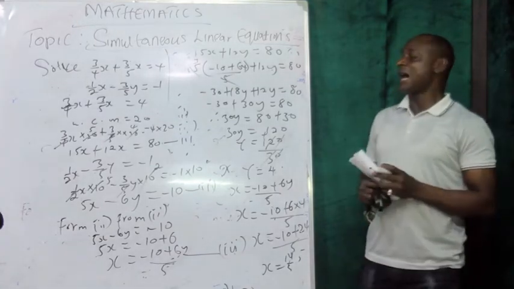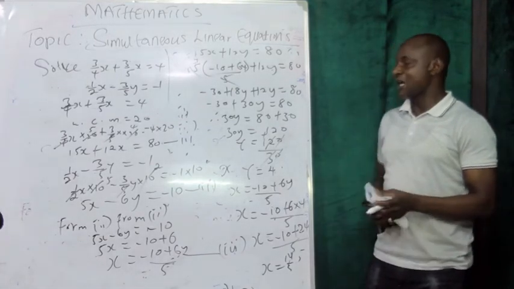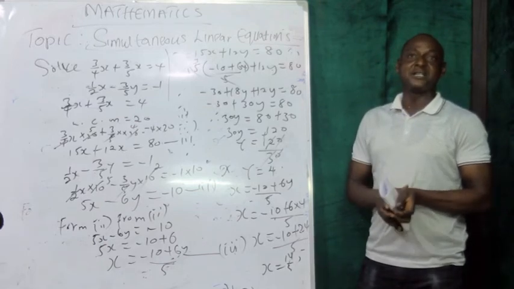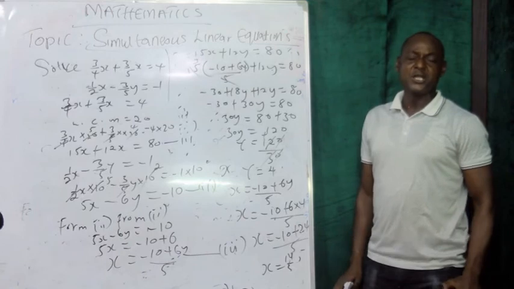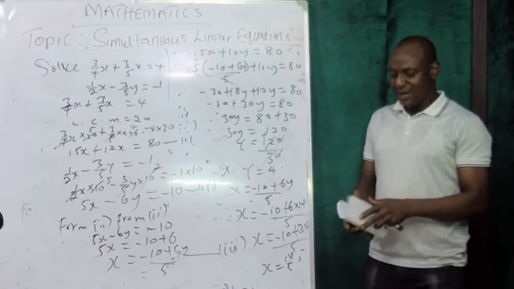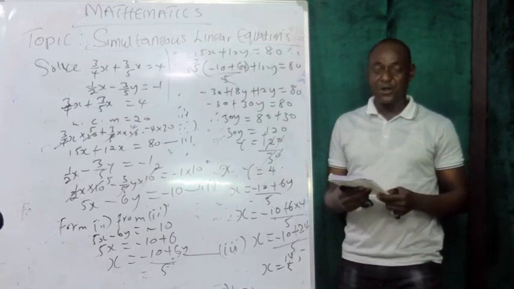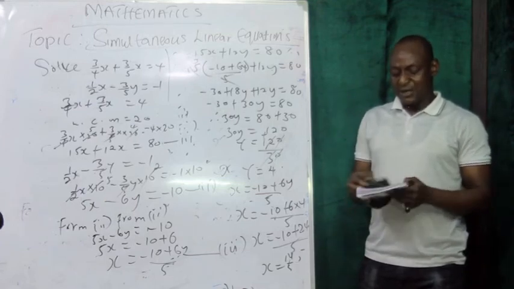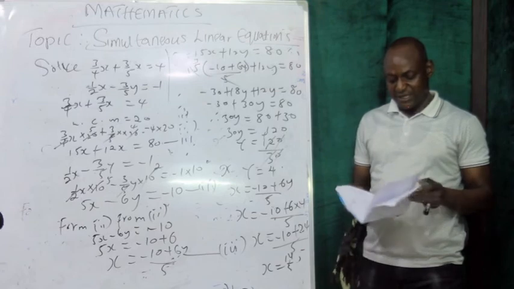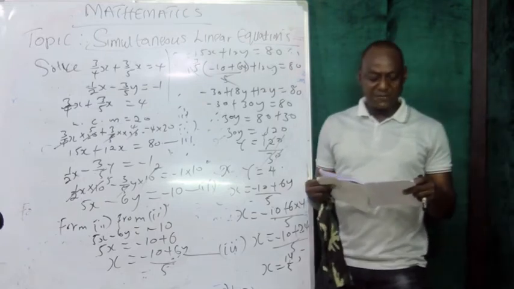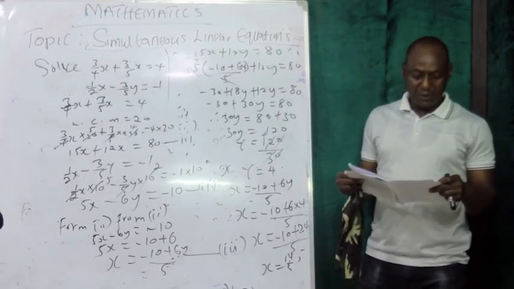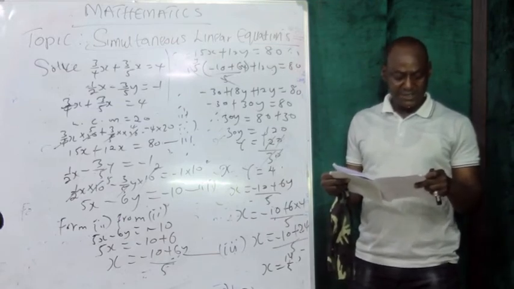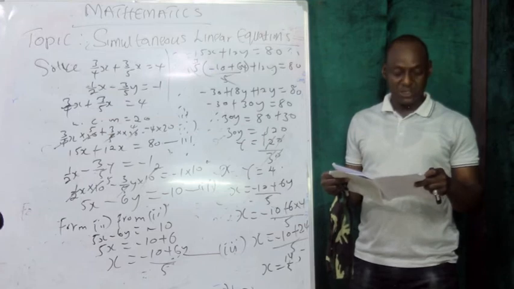So, listener at home, you can use these two methods of simultaneous equations to solve your problems at home. And again, I have some questions for you to answer as you are sitting down at home. One of the questions is: solve the following pair of simultaneous equations. a plus 2b equals 13, and 2a minus 3b equals 5.